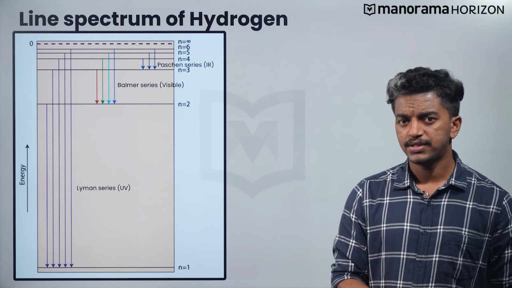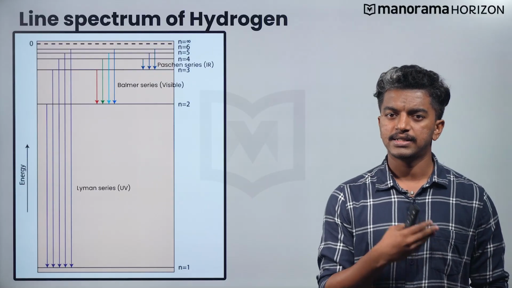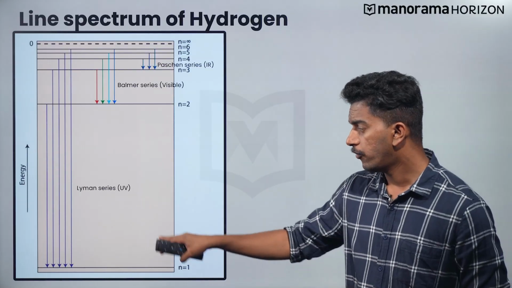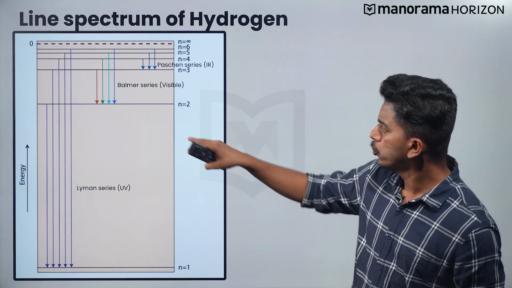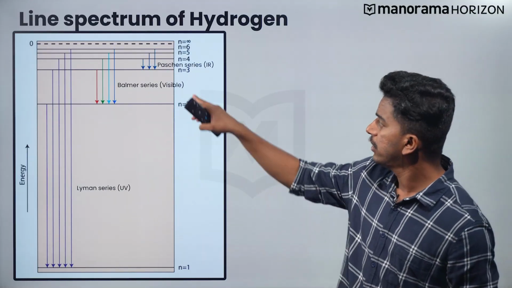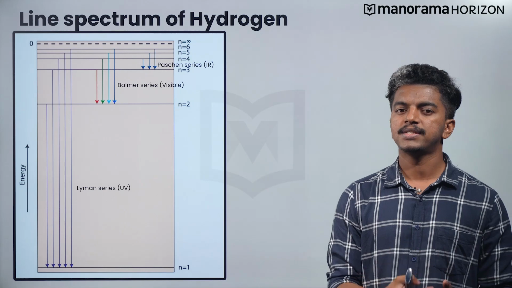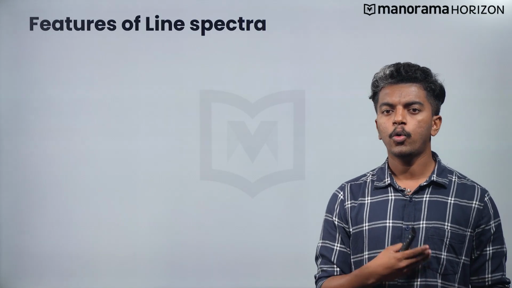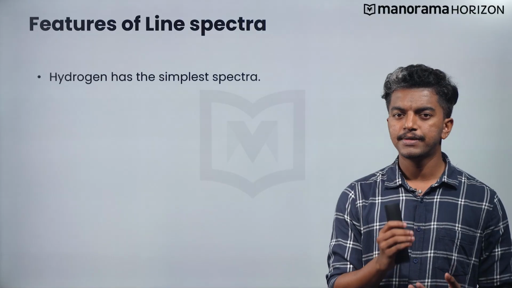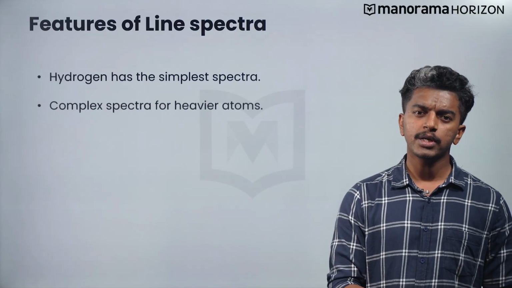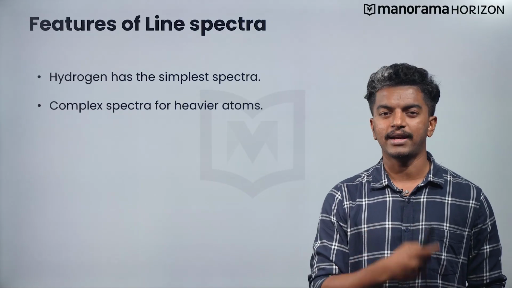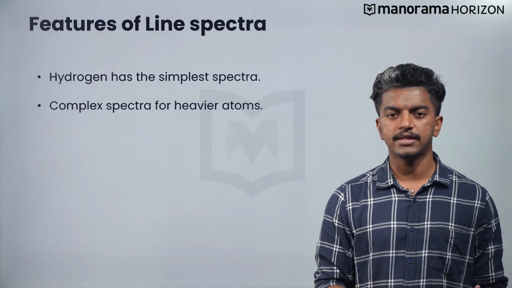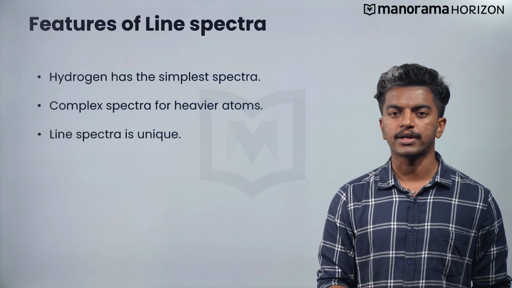This picture shows the transition of the electron in the hydrogen atom. As you can see, the transition occurs to n equal to 1 for the Lyman series, n equal to 2 for the Balmer series and n equal to 3 for the Paschen series. Other transition series are from higher energy states, so it is difficult to show in this picture. Of all the elements, hydrogen has the simplest line spectra and the spectra become more complex as we consider heavier atoms. Some features which are common to all spectra are that it is unique for each element and there is some regularity in the spectra of each element.